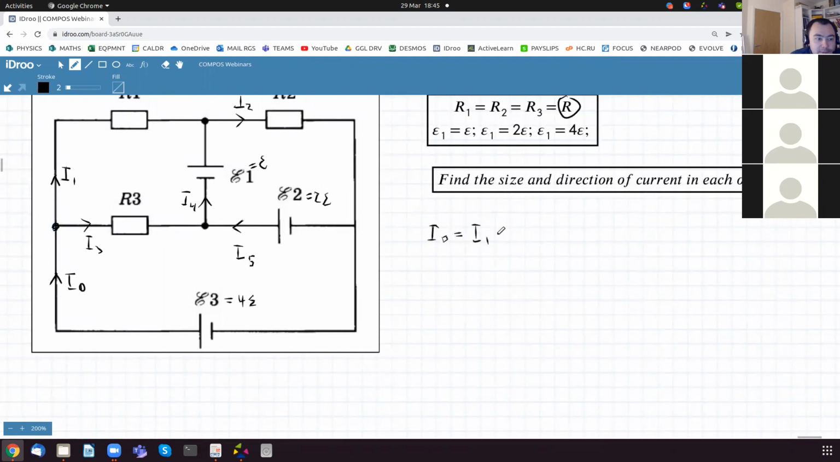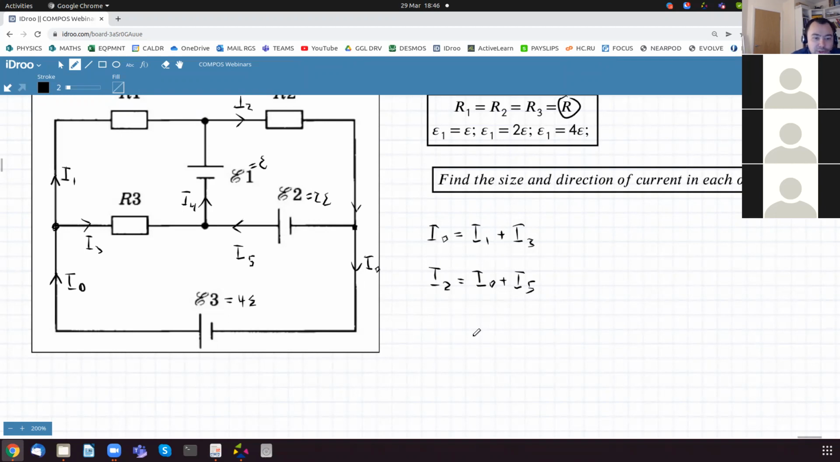So the first thing, for the first junction, I can write that I0 is equal to I1 plus I3. In a similar way, I2 is equal to I0 plus I5. So this is using Kirchhoff's first law. So currents flowing in equal currents flowing out.